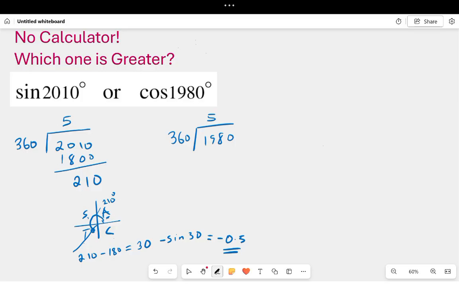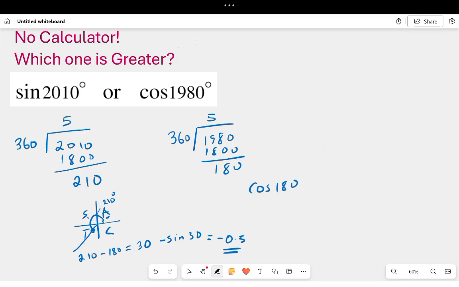So 360 times 5 is actually going to be equal to 1800. When you subtract, you have 180. Well, now we need to find therefore what will be the cosine of 180.